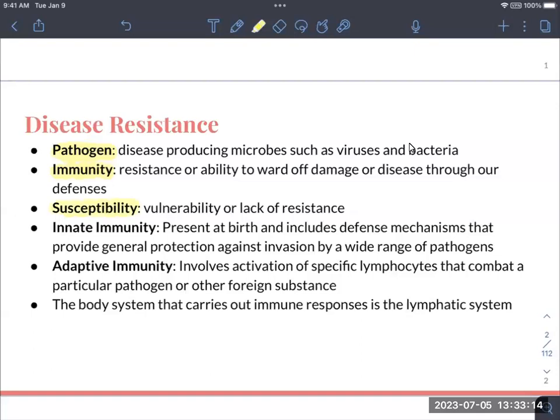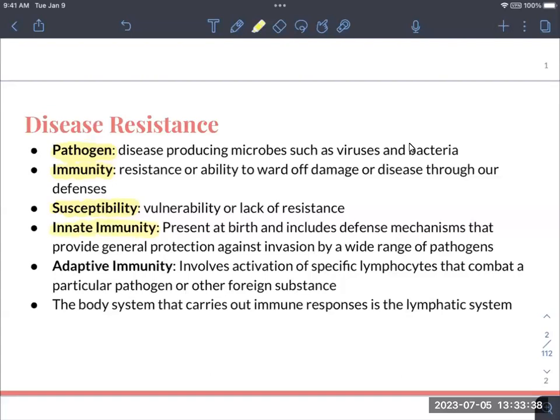We have two different types of immunity. We have innate immunity. This is what you're born with. These are different defense mechanisms. They're going to protect you either in general, or we're kind of given to you.